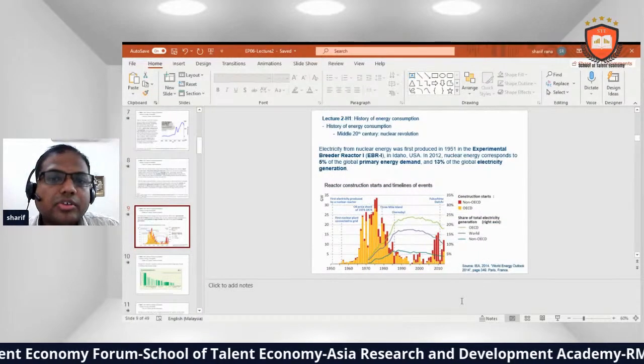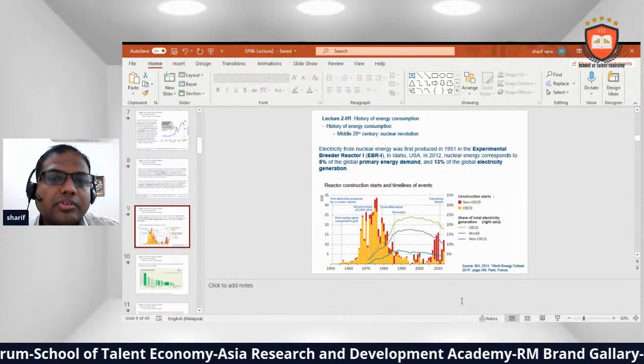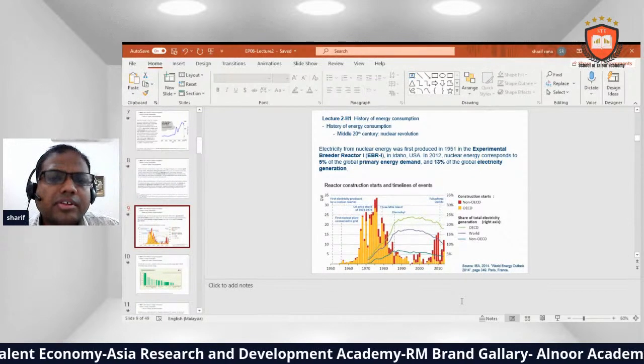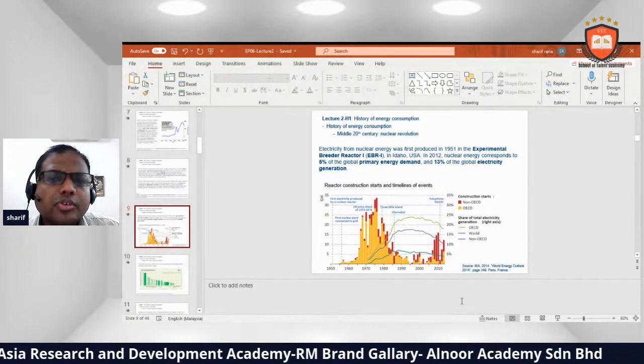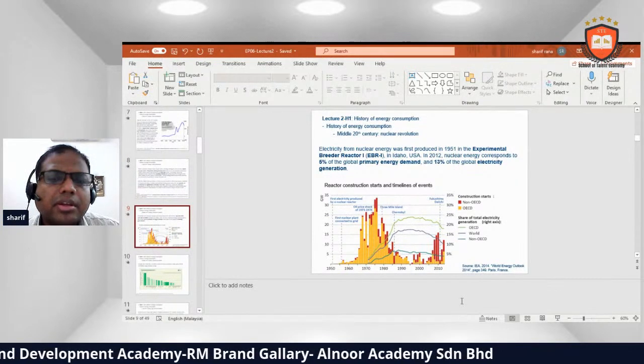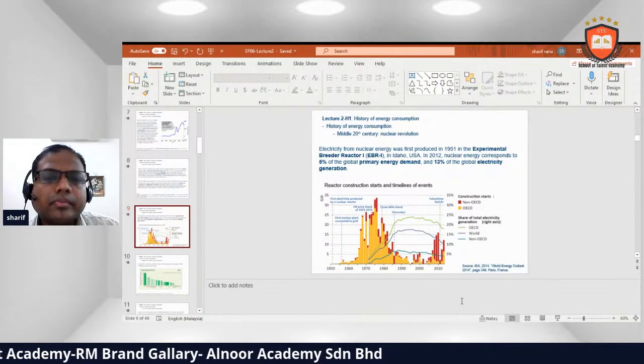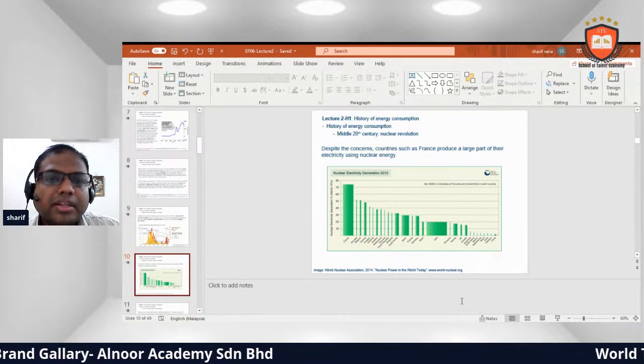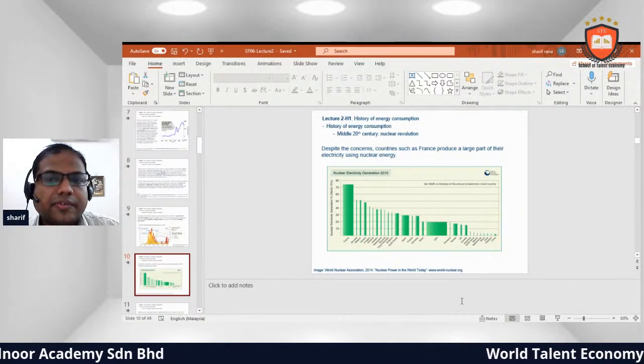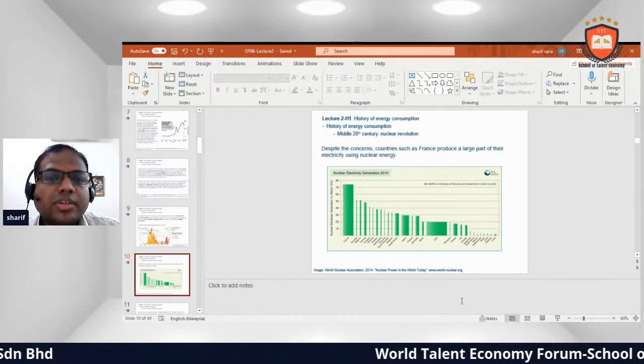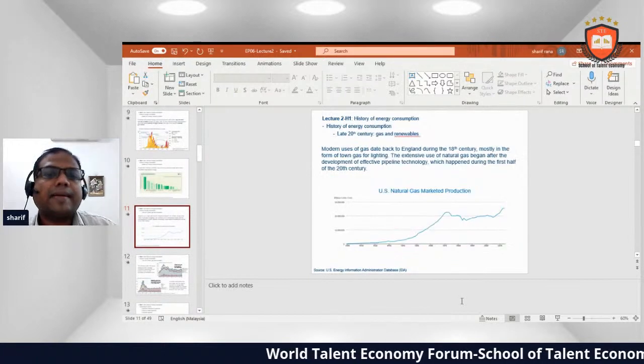History of energy consumption: mid 20th century nuclear revolutions. Electricity from nuclear energy was first produced in the 1950s in experimental breeder reactors. Despite the concerns, countries such as France produce a large part of their electricity using nuclear energy.